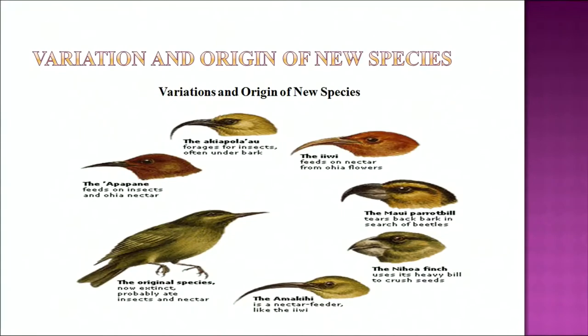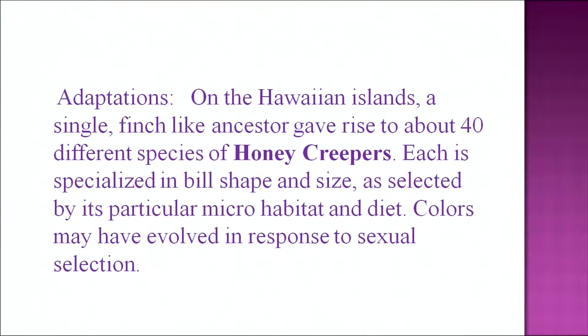In this slide, you can see variation and origin of new species. You can see different beaks. A beak to eat insects, or to eat the bark, or to dig the soil and take out the insects. So different kinds of beaks, so different kinds of species. Adaptations: on the Hawaiian Islands, a single finch-like ancestor gave rise to about 40 different species of honey creepers. Each is specialized in bill shape and size, as selected by its particular microhabitat and diet. Colors may have evolved in response to sexual selection.